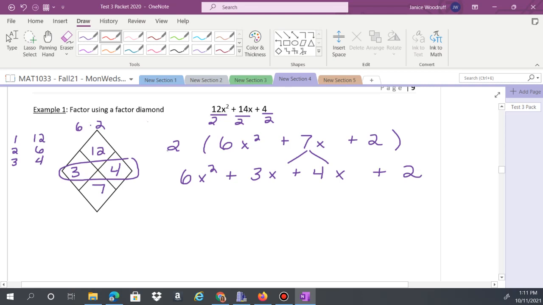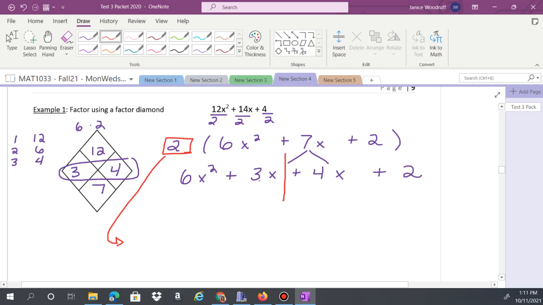The 2, I'm going to leave right here. You can bring it down each time if you want, but I'm going to bring it down at the very end. So for right now, I'm just going to put a box around it so I don't forget it. I'm going to draw an arrow even, and put it down there at the very end. Okay. So we're going to split down the middle.